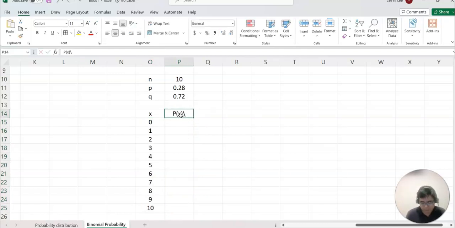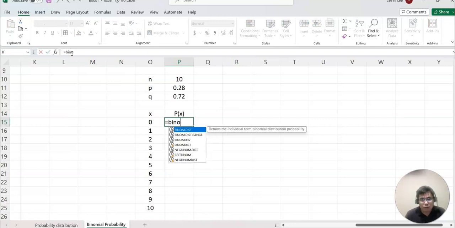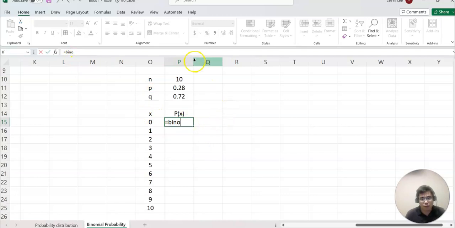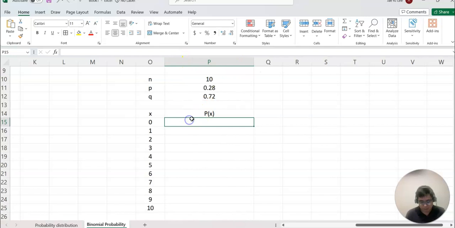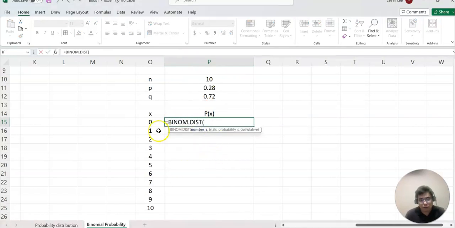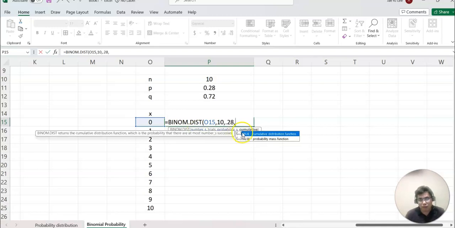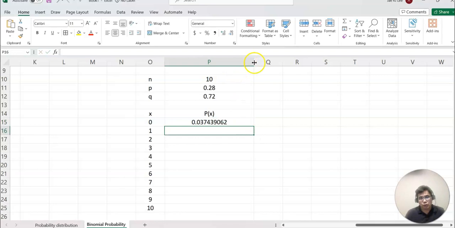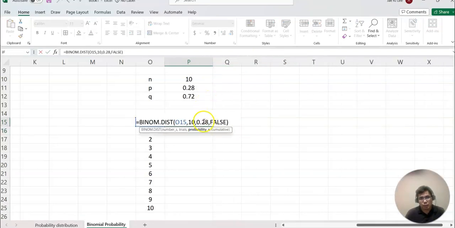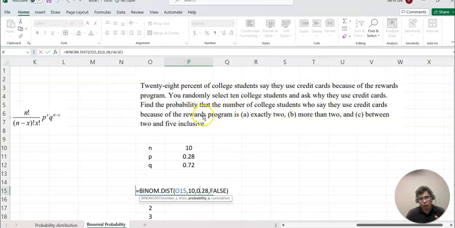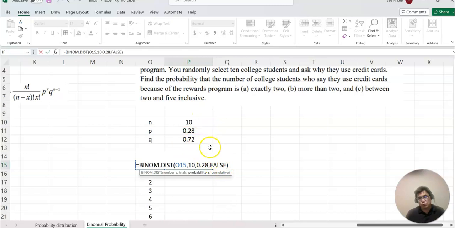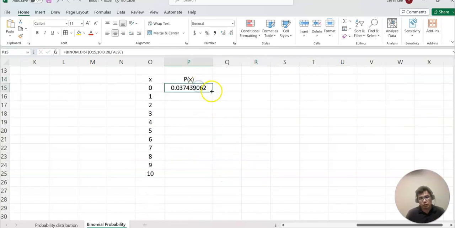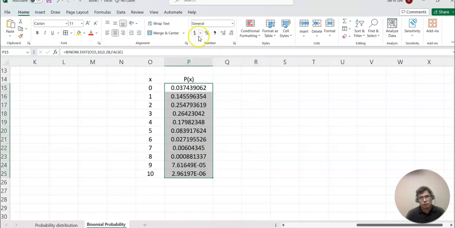Okay, so this one. So equal to binomial distribution. Before that, I better make this a little wider. So, equal to binomial distribution, and then click this number, comma, total 10, comma, probability 0.28, comma, false, enter. And the reason we choose false is that the probability is a true probability for using the reward program. So this first one represents the probability value basically. Okay, then go back and copy down until the 10 here. Then just make it a little bit bigger.